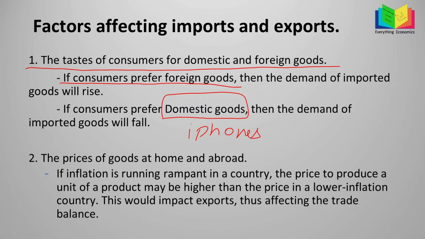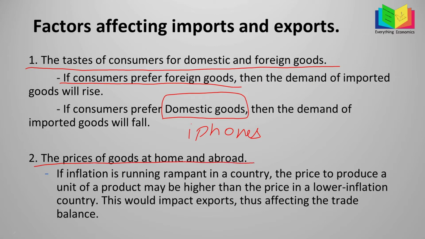And similarly, in foreign countries, if those consumers prefer American goods, then their imports will increase and United States exports will increase. And if they prefer their own goods, then their imports would reduce and the exports of the United States and some other countries around the world would decrease. So, it all depends on the taste of consumers. That's the first factor. The second factor is the prices of goods at home and abroad.